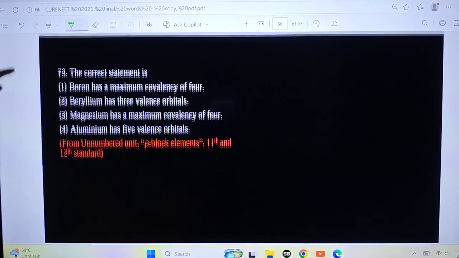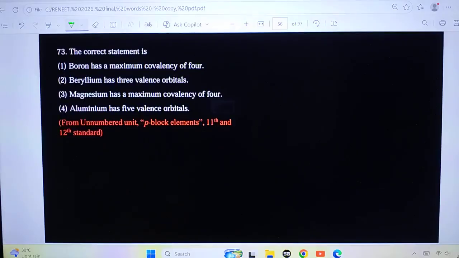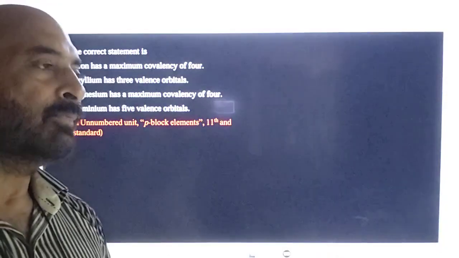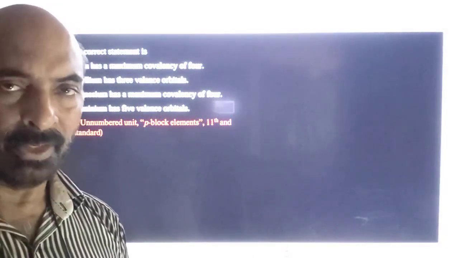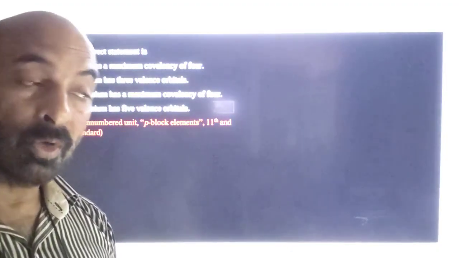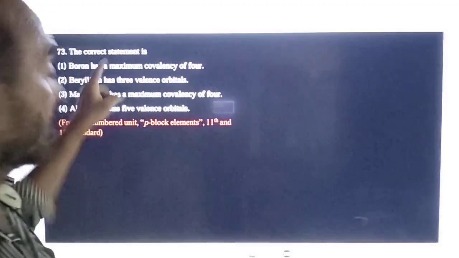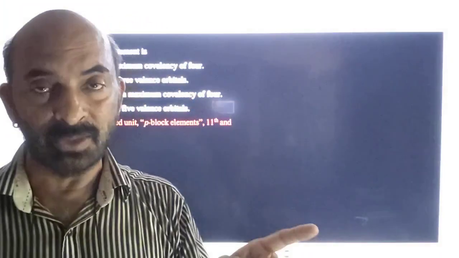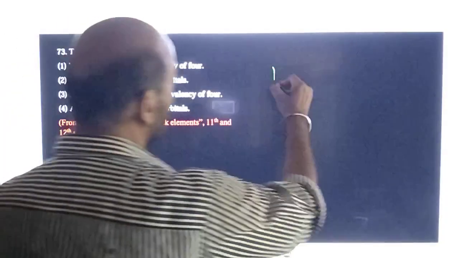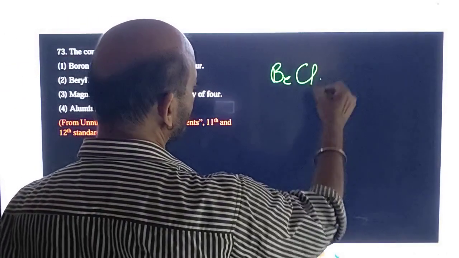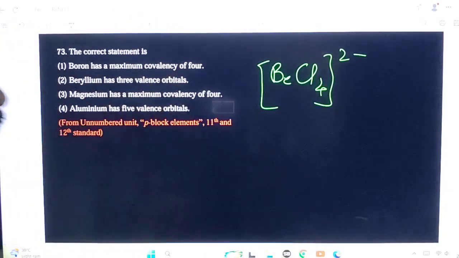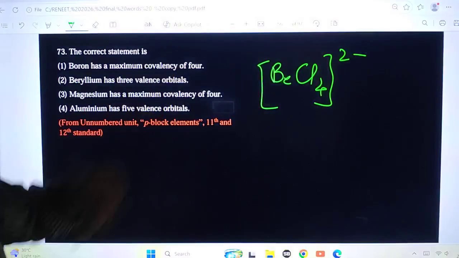The next question: the correct statement. Boron has a maximum covalency of 4. Boron is 1s2, 2s2, 2p1, so its valence electrons are in the second shell. Agreed. Along with 2s, there are 3 more orbitals, 2p. So making use of all these 4 orbitals, it can form a maximum tetracovalency, as in the BeCl4 2 minus ion. Okay, so boron can have a maximum covalency of 4.